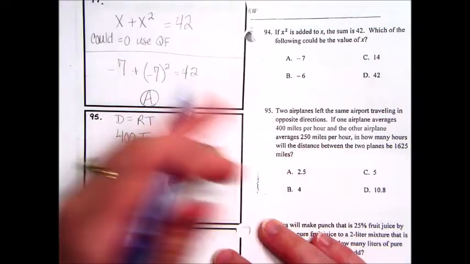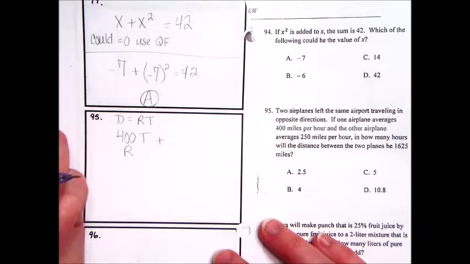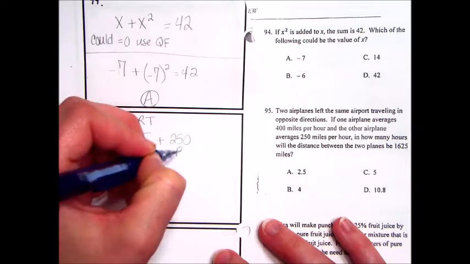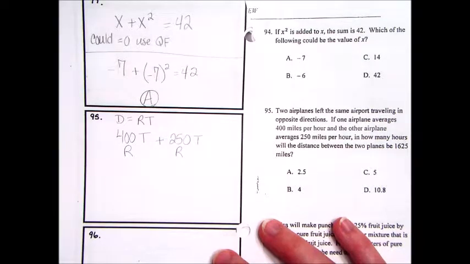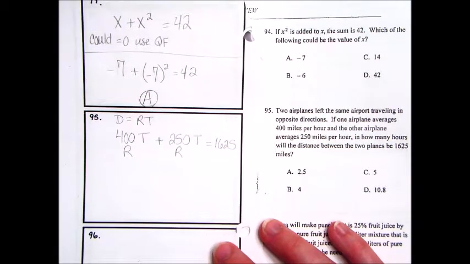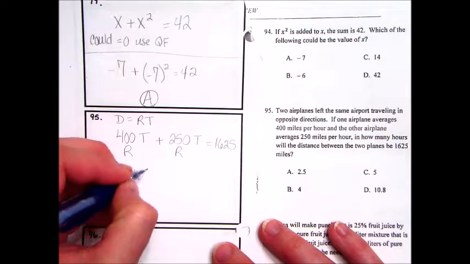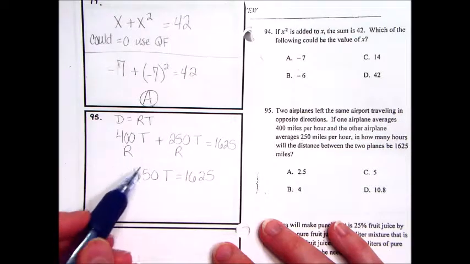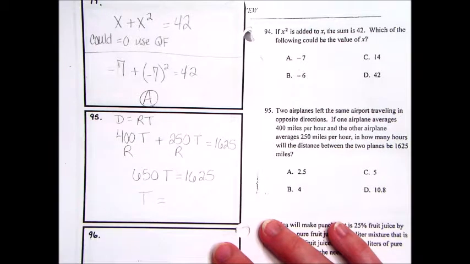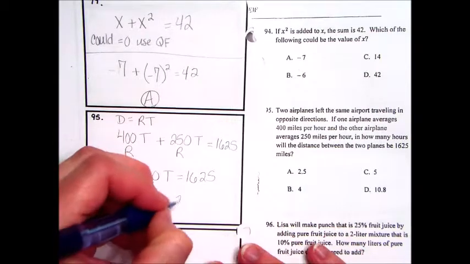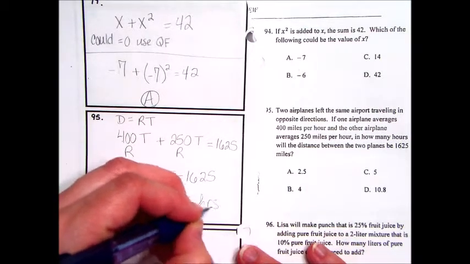And then the other guy, he's traveling in opposite directions. So we're going to add his distance, and we're going to add his 250. That's his rate, and we don't know his time either. But we do know that together it's 1625. So when we add, we get 650t equals 1625, and divide by 650. And you end up getting 2.5. And that's how many hours it's going to take.